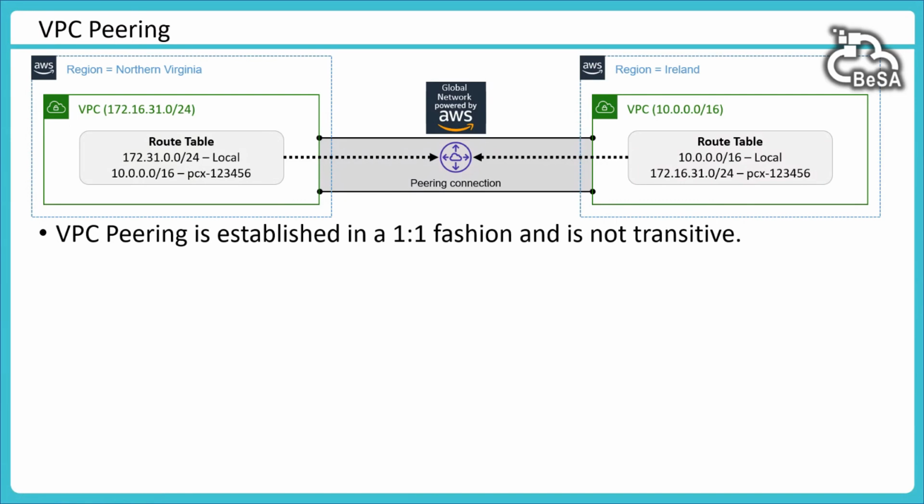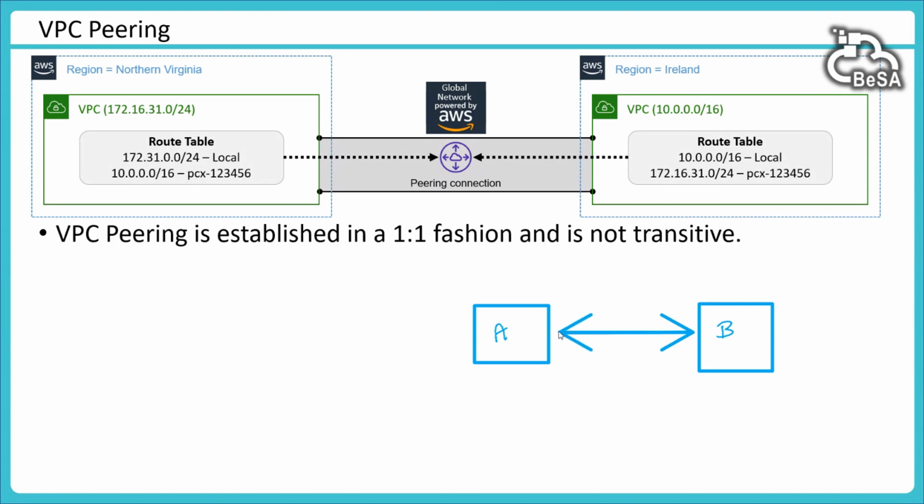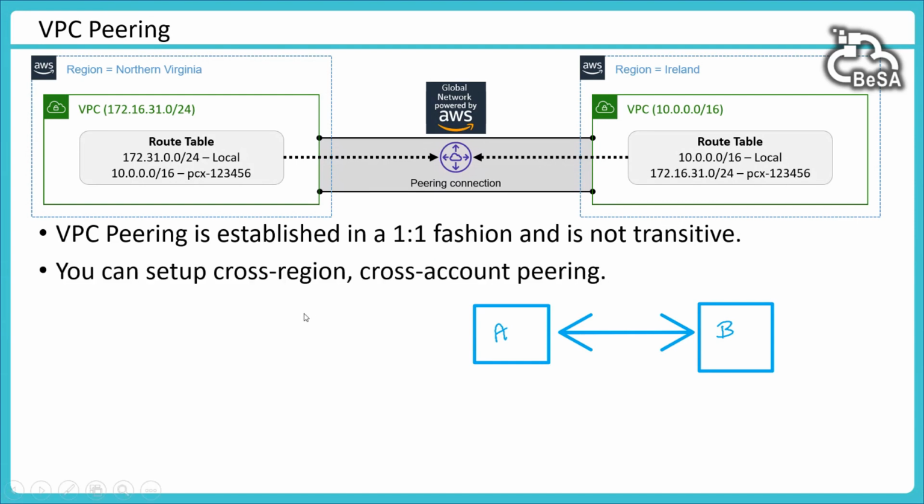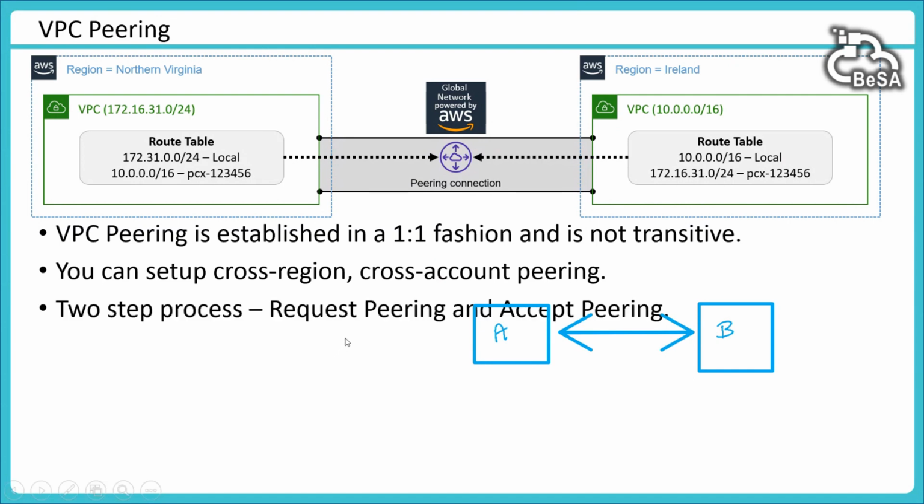VPC peering is established in a one-to-one fashion. I would have one VPC connect to another VPC. So this is my A, this is my B, and I have to establish a peering connection. This is how a peering connection looks. So that's what VPC peering is actually allowing me to do, right? Next thing, you could set up cross region, cross account peering, no problem at all. That completely works. You should be able to provide those kinds of security. And then a two-step process: request peering connection and accept peering connection. We just saw that, so that is possible. We could have utilized that.